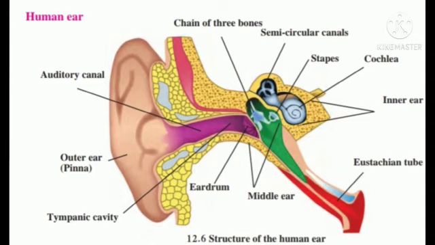Now let us see about the outer ear. Outer ear is also called pinna. The outer ear collects the sound waves and passes them through a tube to the cavity in the middle ear. Its peculiar funnel-like shape helps to collect and pass the sounds into the middle ear.